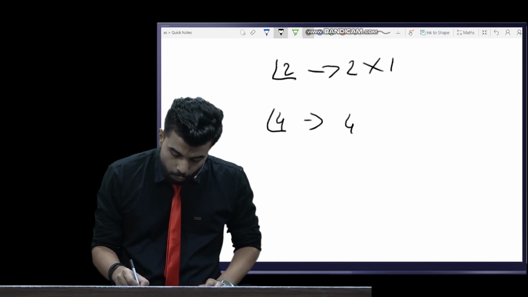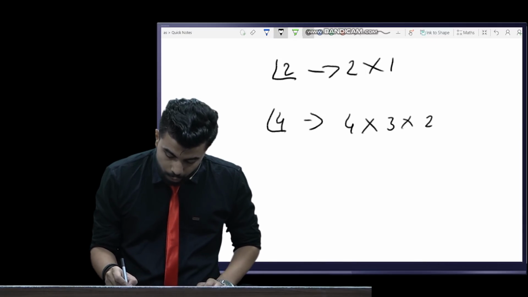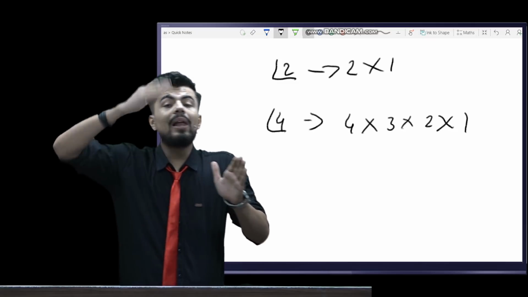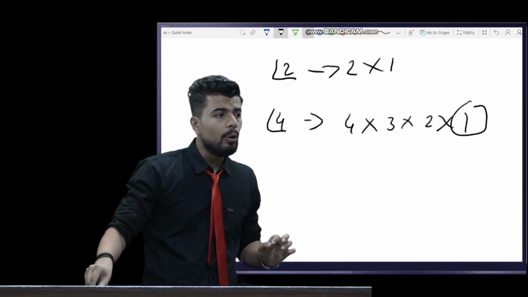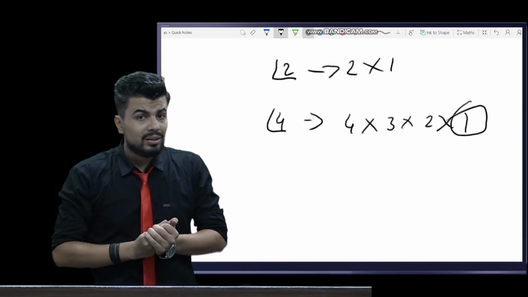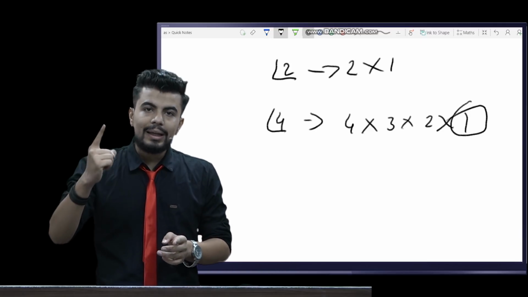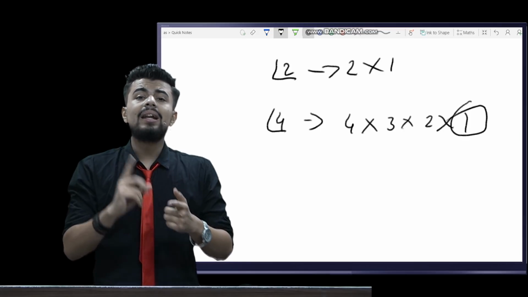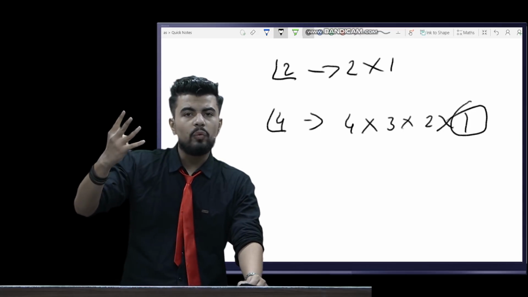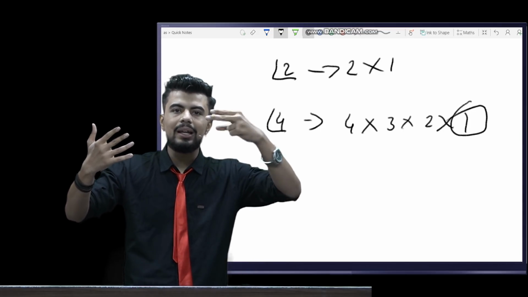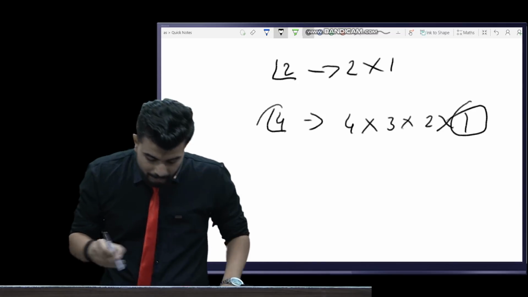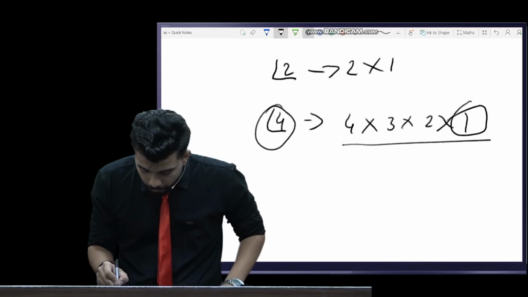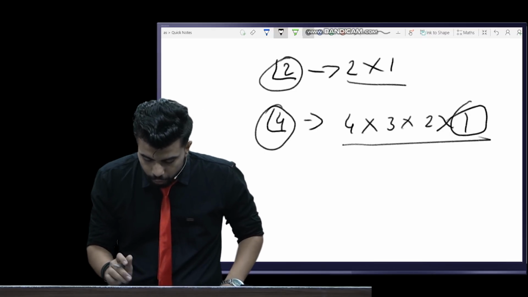What does that mean? 4 into 3 into 2 into 1. You have to multiply till one number. That means this. Now if we talk about factorial 8, what does that mean? Factorial 8 means 8 into 7 into 6 into 5 into 4 into 3 into 2 into 1. 8 numbers. That means if it is 4, we have to go for 4 numbers, if this is 2, we have to go for 2 numbers.